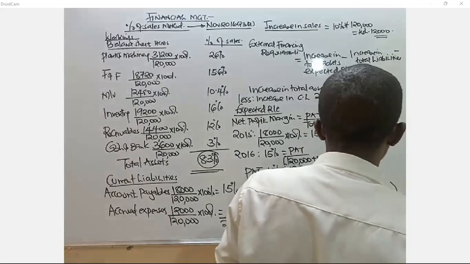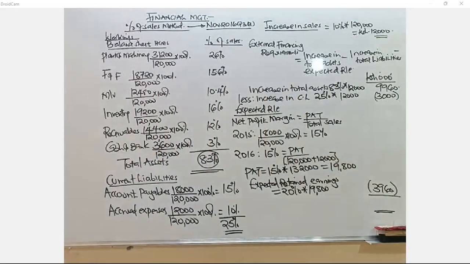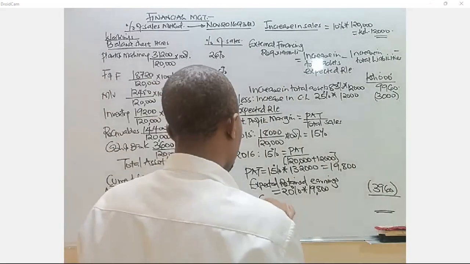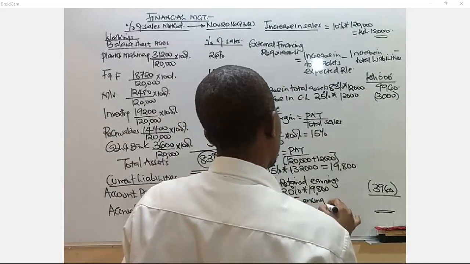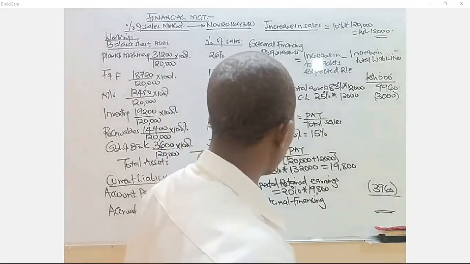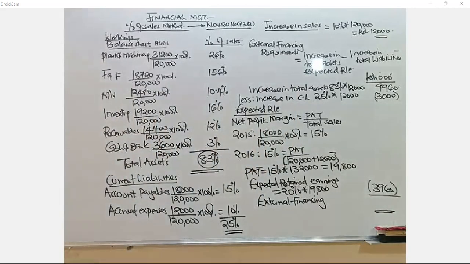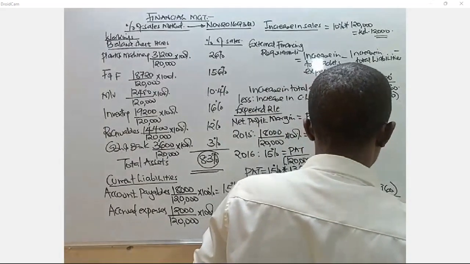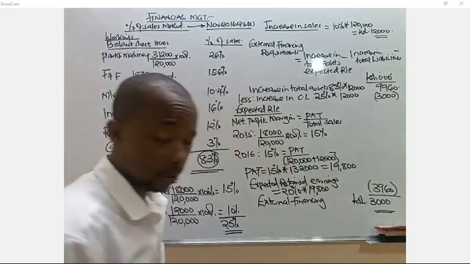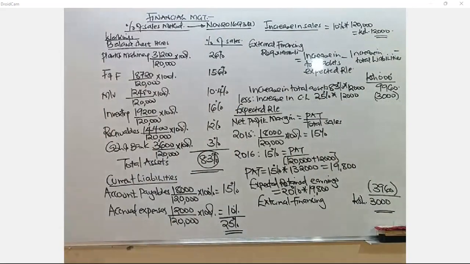Right? So what is your requirement? What is the answer of what you are looking for? That is, the external financing should be equal to how much? What is our external financing? You can be able to tell me my external financing should be equal to 9,960 minus 3,960. Here we are getting Kenya shillings 3,000. That is how you are supposed to be handling the first requirement of the question.